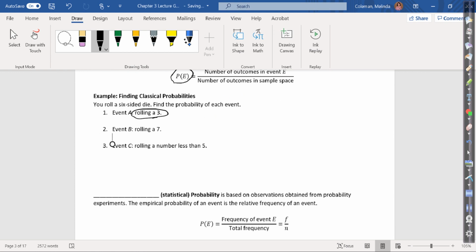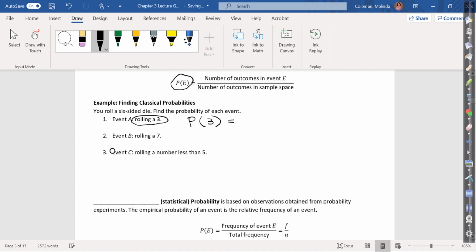What's the probability that you roll a 3? So that's going to look like the probability of a 3. How many outcomes are there for this event? How many different outcomes are there when you roll a 3? Well, there's only one. There's only one 3 on that 6-sided die. They don't repeat. How many possible outcomes? There would be 6. So the probability that you roll a 3 is 1 out of 6.